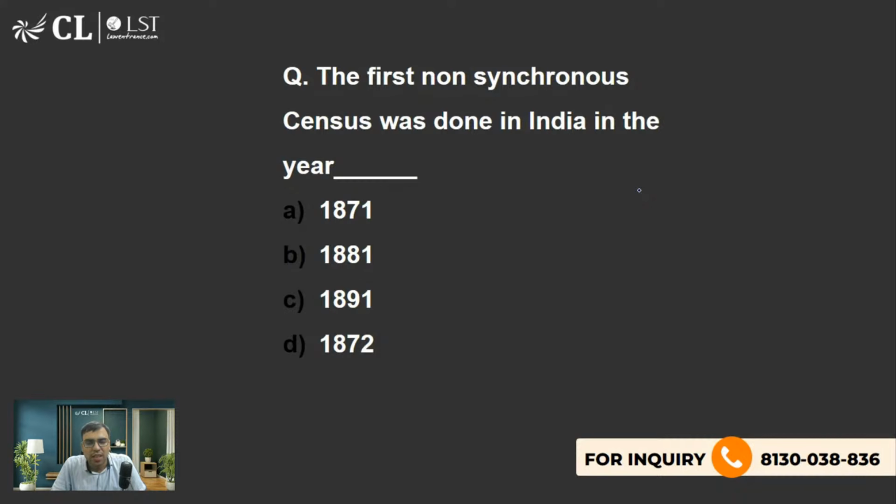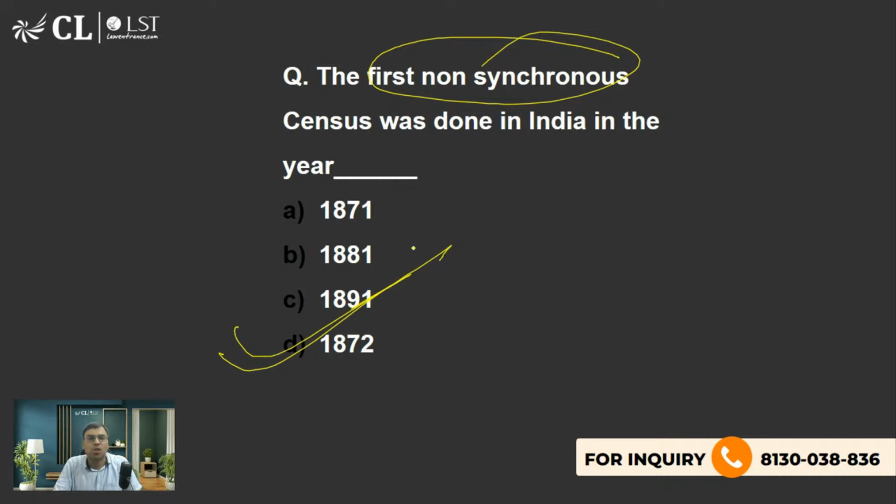The first non-synchronous census was done in India in which year? अभी रेफरेंस डेट रहने दो. ठीक है, रेफरेंस डेट से कैलकुलेट किया जाता है कि कौन से डेट को वो डेट माना जाएगा. ठीक है. So the right answer is first non-synchronous census is D, 1872. So who was the Governor General, British Governor General at that time, or I would say Governor General of India?